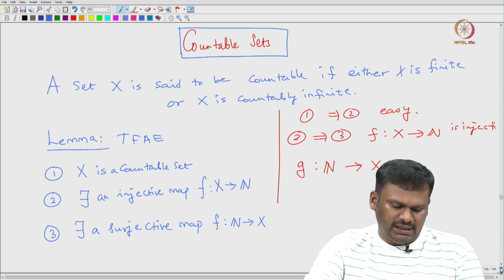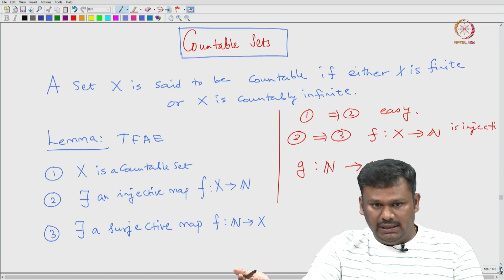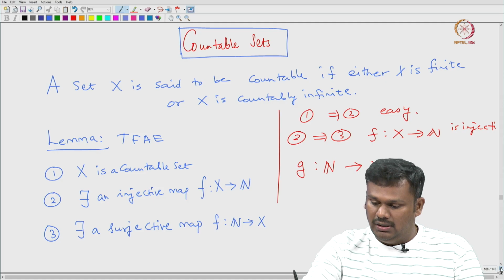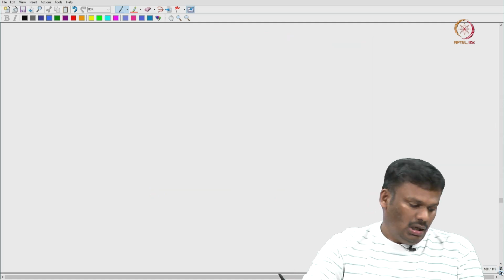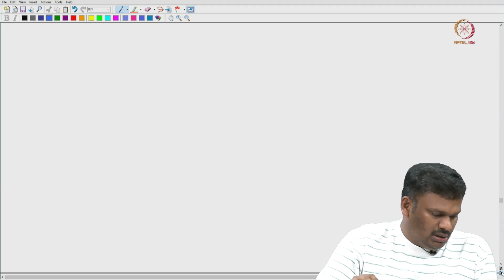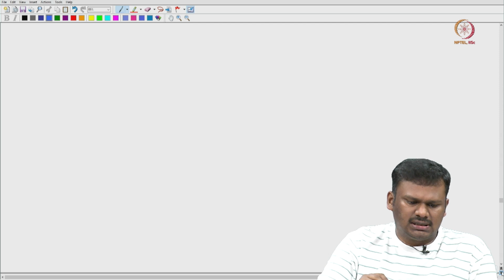So, this gives indeed a characterization of countable sets. Whenever you have an injective map from x to n, you know that x is countable, and whenever you have a surjective map from n to x, again you have countability. Okay. So, now let us actually focus on these various countable infinite sets.